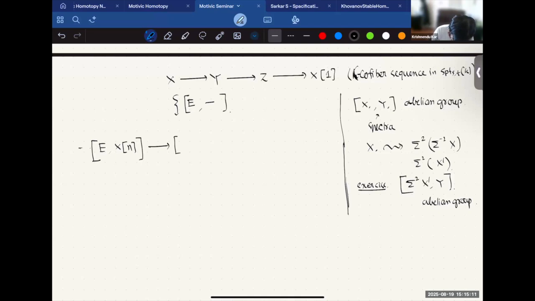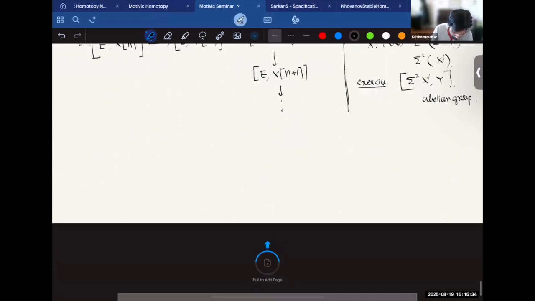To E comma Yn, where this Yn means, what do you think it means? It means shifts into X n plus 1, and so on and so forth.